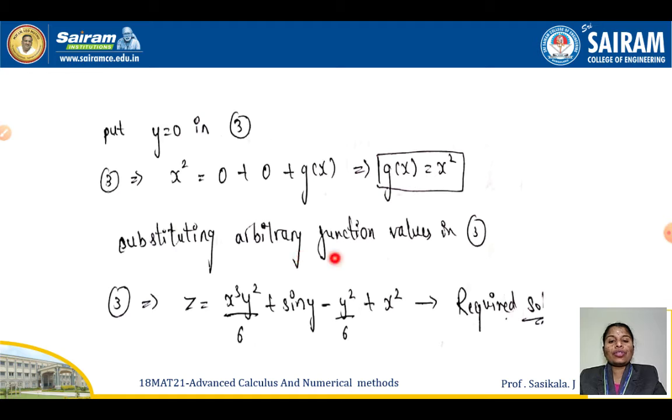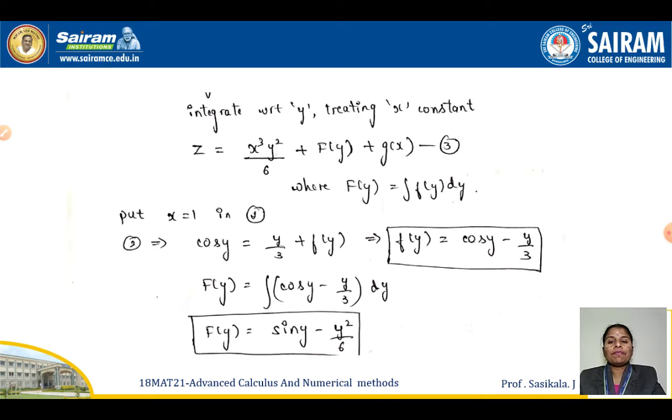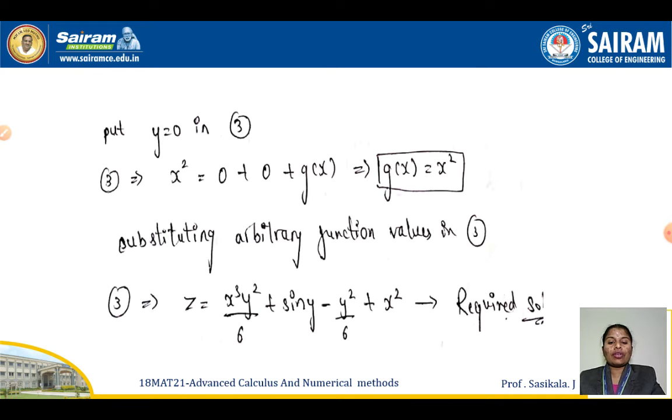Now substitute the arbitrary function value in equation number 3. So that is your entire required solution. Z is equal to x cube y squared by 6 plus sin y minus y squared by 6 plus x squared. In this equation replace your f of y and g of x. That's all. You will get your result. Okay.